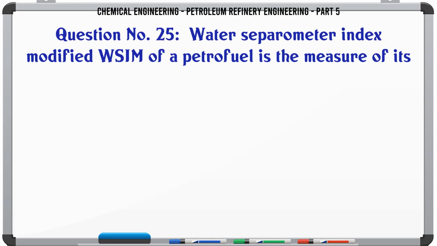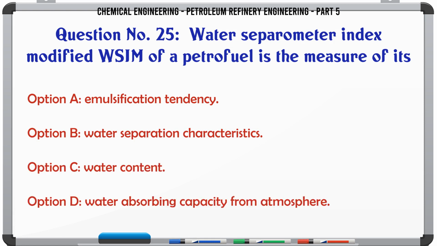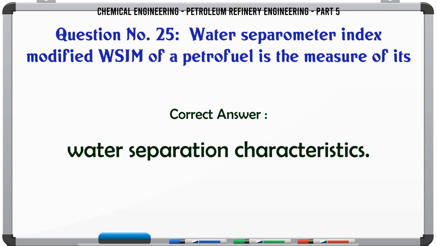Water separometer index modified (WSIM) of a petrofuel is the measure of its A. emulsification tendency. B. water separation characteristics. C. water content. D. water absorbing capacity from atmosphere. The correct answer is water separation characteristics.